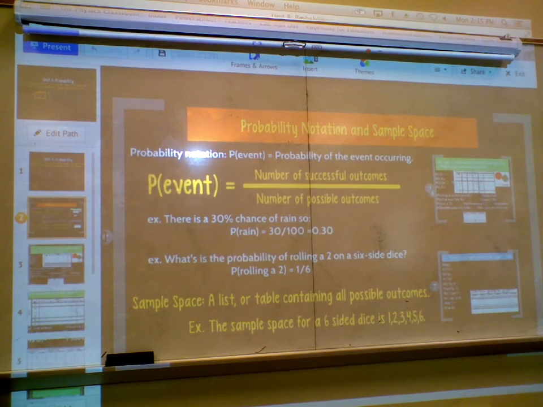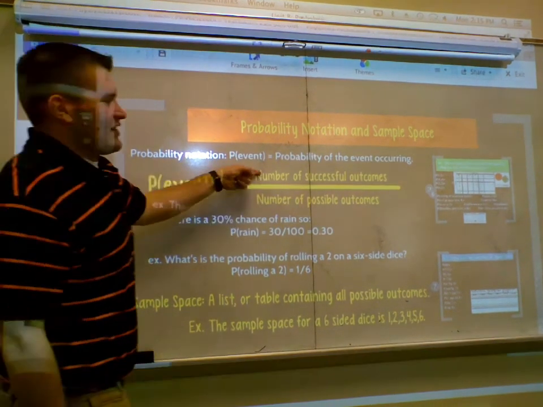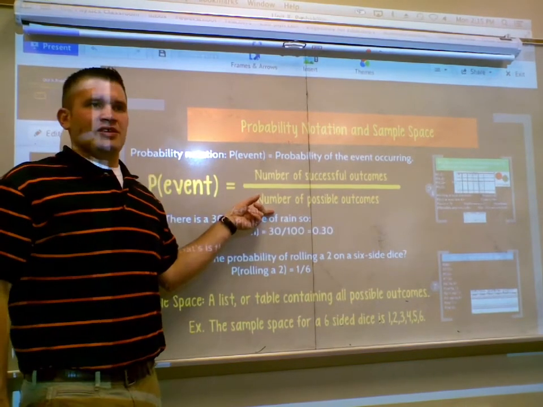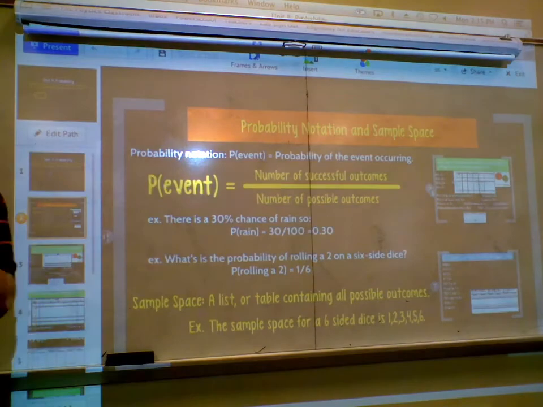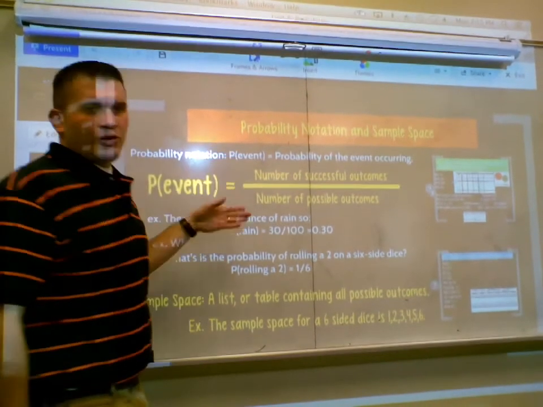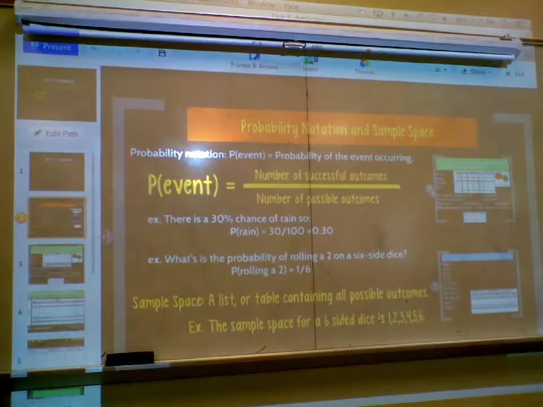No, we have 10 boys, so 10 out of 23. There's 10 successful outcomes, 23 total outcomes. Does that make sense? What's the probability of picking a girl? 13 out of 23. There's 13 girls in here, 23 people. That's our probability. Does that make sense?